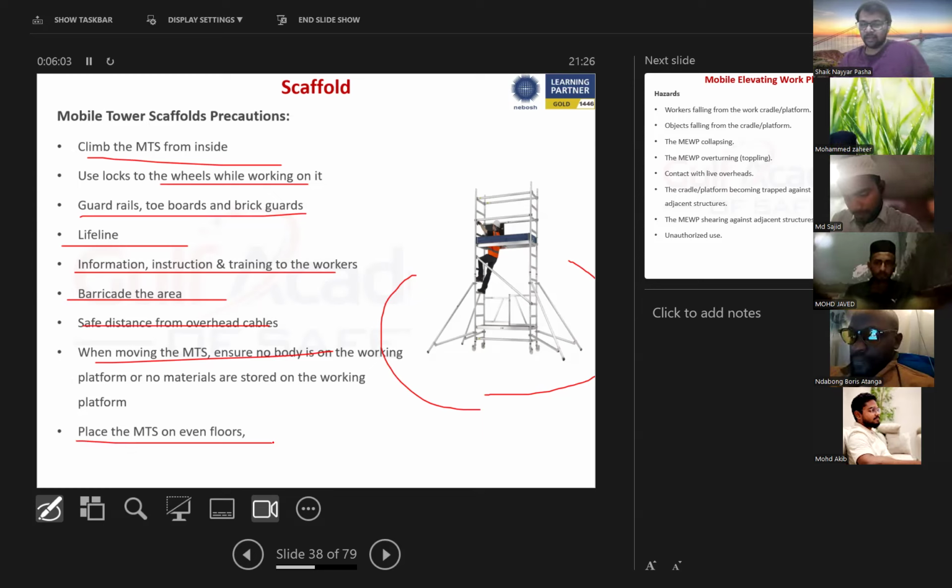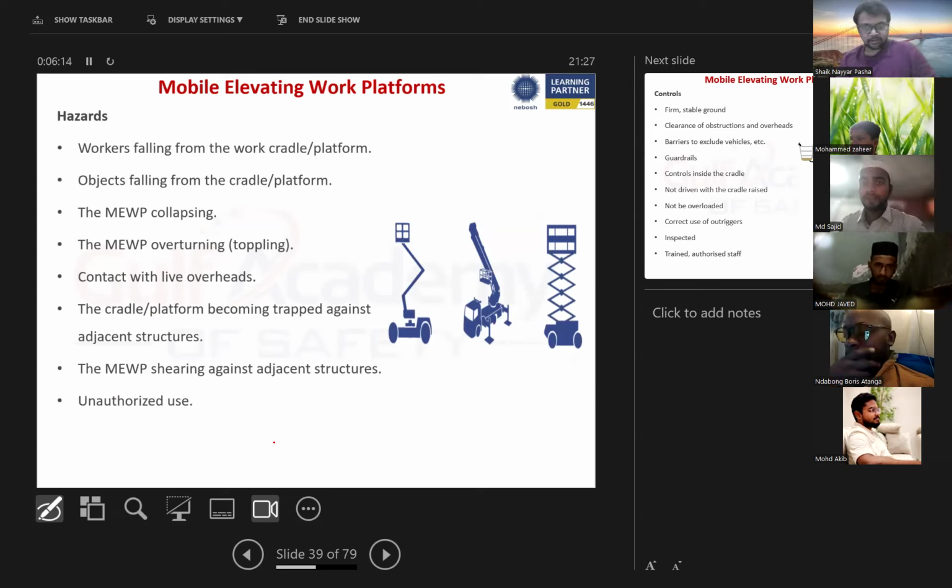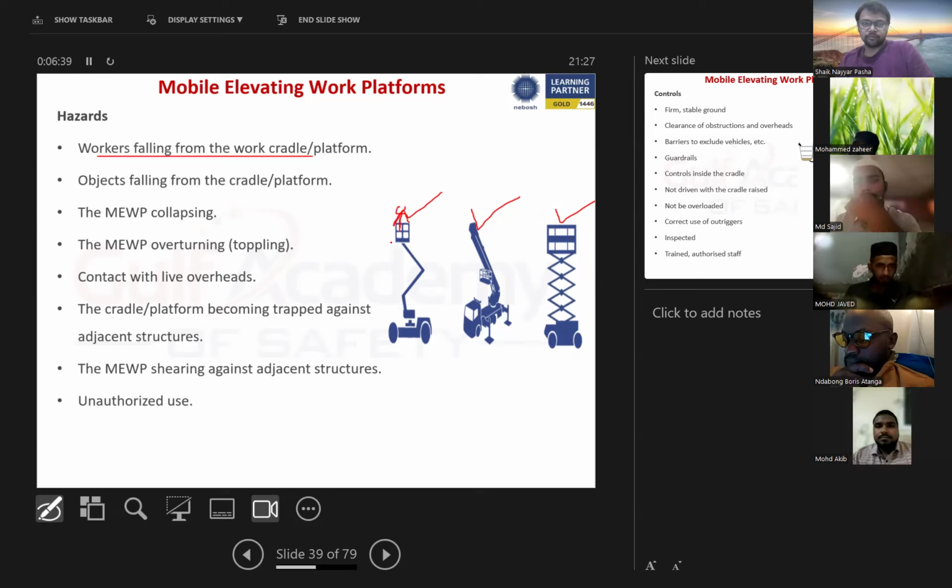Okay. Next is MEWP, mobile elevated work platform. So these are all some of the examples of mobile elevated work platforms. Again, as I told you earlier, with any access equipment, there are two common risks associated with it. Either people falling from it or material objects falling from it. Workers falling from the cradle while working from the platform, or while doing the job, the materials could fall. Or if you're overloading this cradle, the jib or cradle could itself break down.